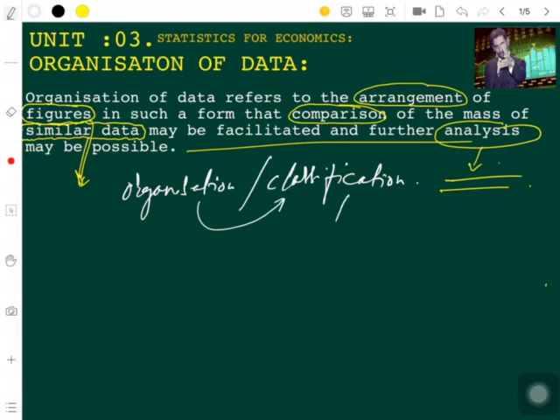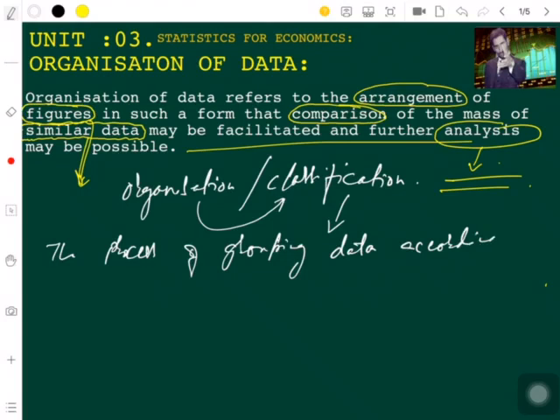Okay, so classification of data is the process, organization as well as process of grouping data according to their characteristics. You must know it first before we proceed.